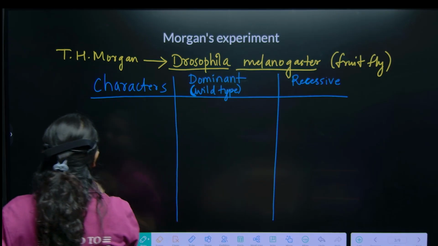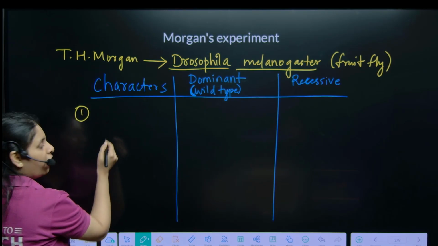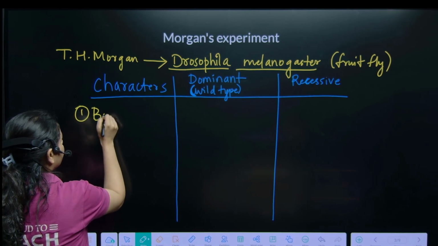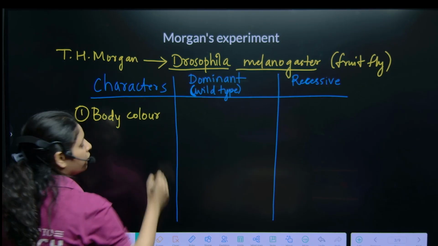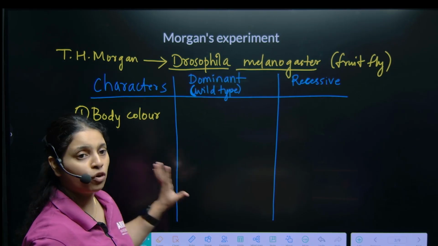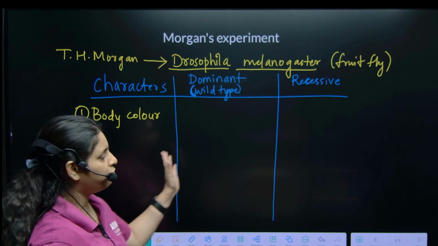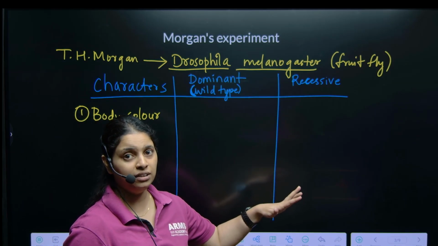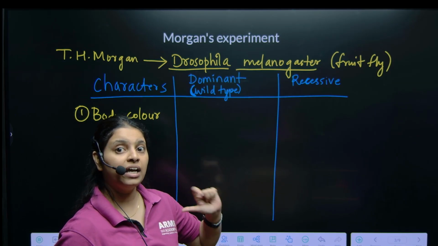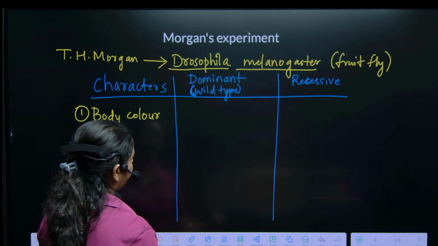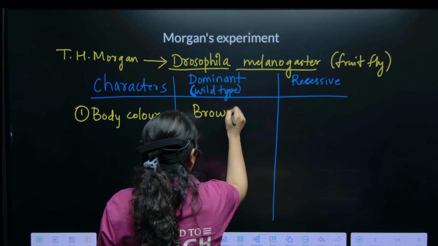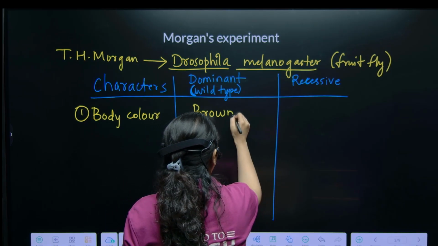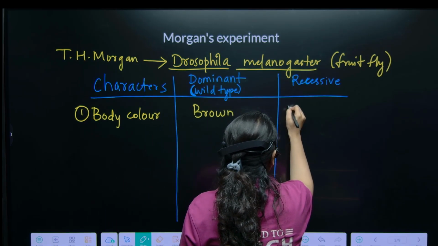First, we have body color. In Drosophila, body color is of two contrasting types, brown and yellow. The wild type dominant is brown, and the recessive form, the mutant form, is yellow.